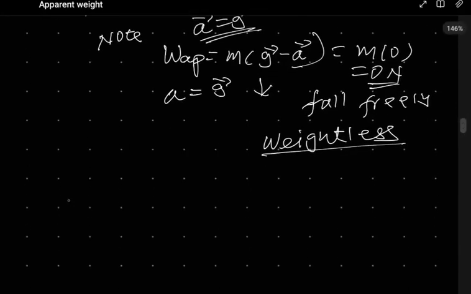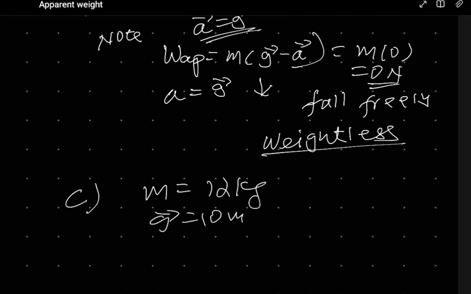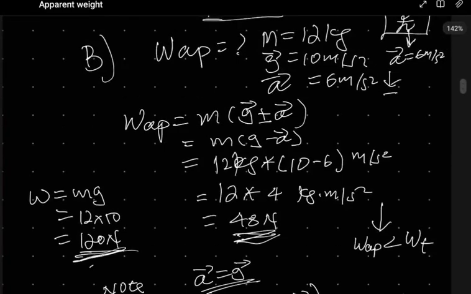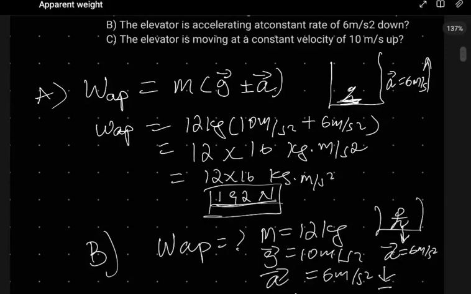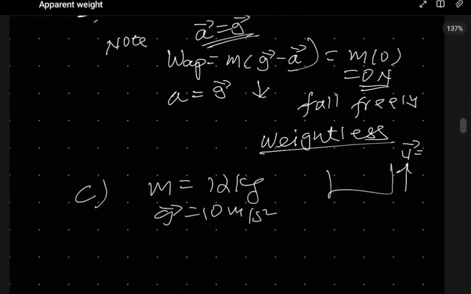Now the third question, C. We are given the mass is 12 kilograms and the gravity is 10 meters per second squared, and the elevator is now not accelerating; the velocity is constant. It is upward and it is any non-zero number, no matter how much the velocity is, because your weight is not dependent on the velocity. Say it's 10 meters per second. Then what is your weight now?